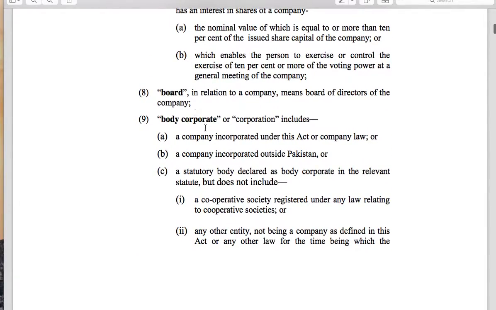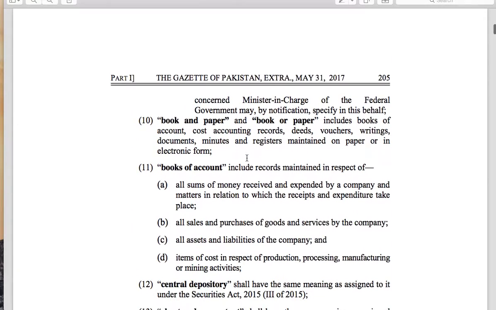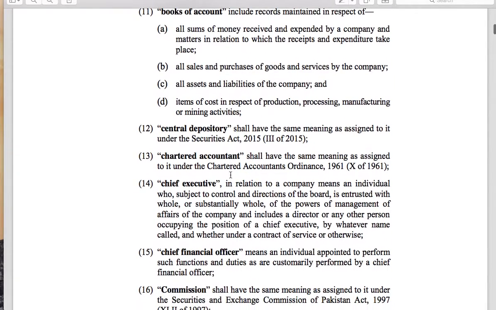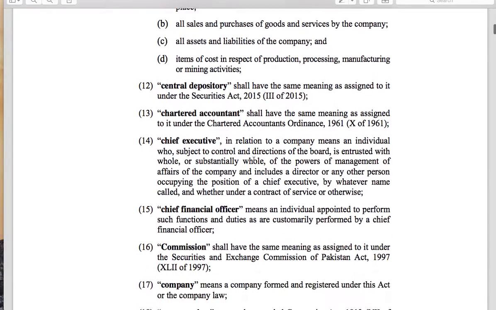Board means the board of directors. Body corporate means a company that is formed under this law, or any other company that has been incorporated outside Pakistan is also a body corporate. And some other definitions. Books of accounts means details of sales, purchases, assets, and as a company you have to have your books in order, and you also have to have it audited by a local chartered accountant or cost and management accountant. Therefore, chartered accountants have been defined.